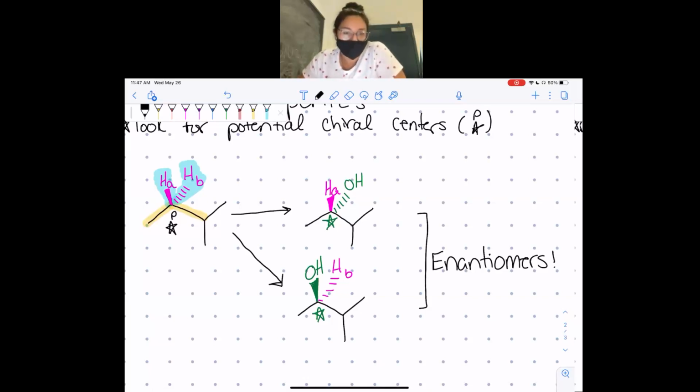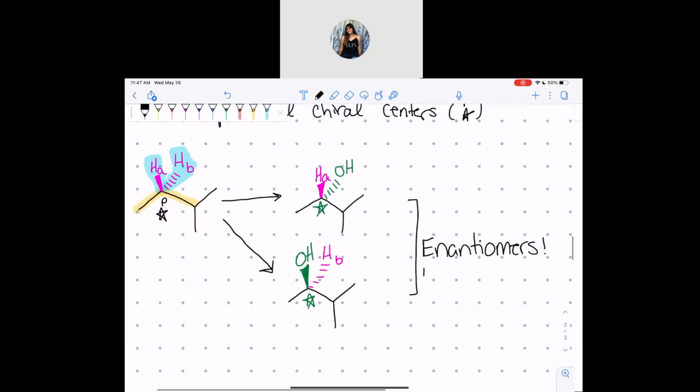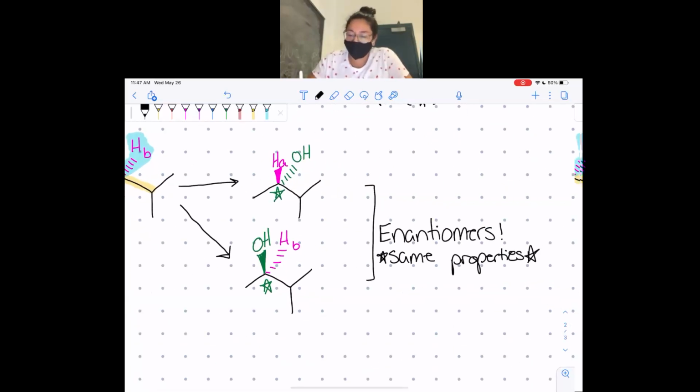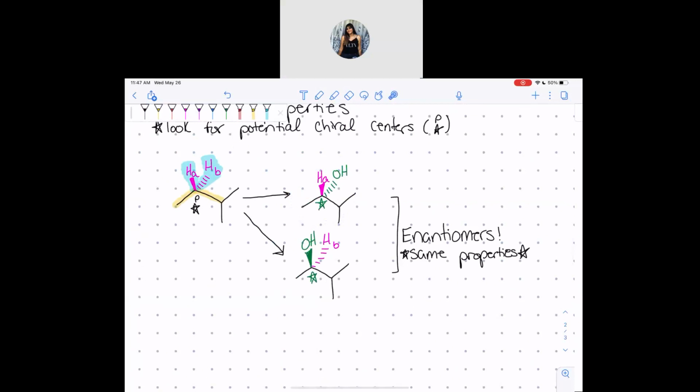If anyone remembers from Orgo 1, give me some information about enantiomers and their chemical and physical properties. Don't they have the same chemical properties and the same boiling point and all that? There's something that's different though. Remember, enantiomers have different chiral centers, so their optical activity is opposite.